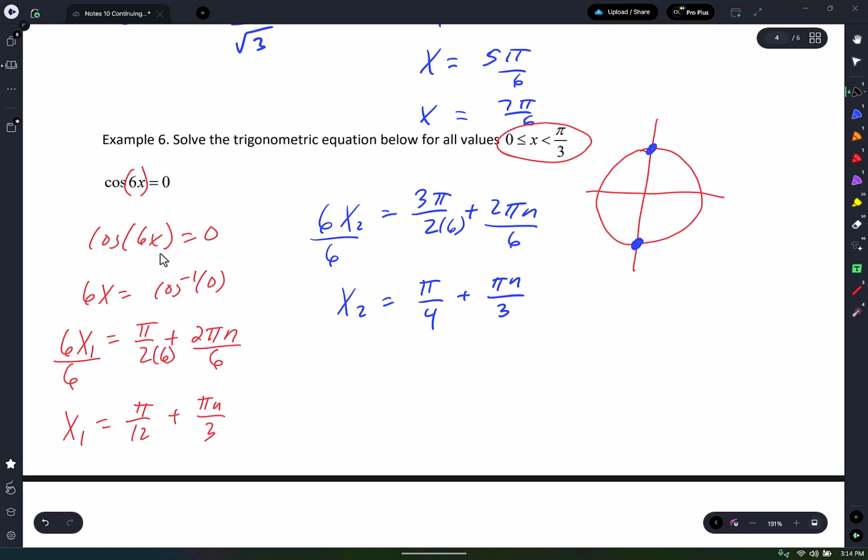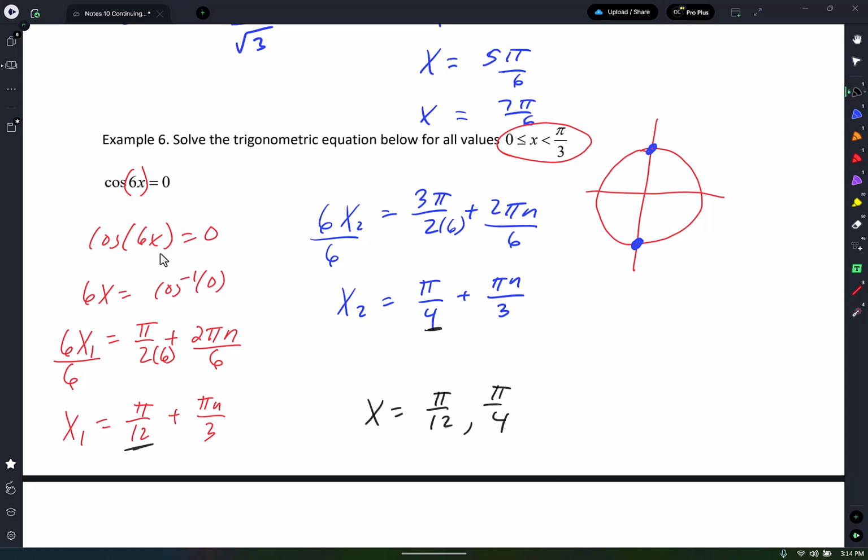All right, let's get our solutions. x equals, I'm looking between 0 and pi over 3, so I'm going to look first at these two. Is pi over 12 between 0 and pi over 3? It is. Pi over 12, or 1/12 of pi, is smaller than 1/3 of pi. What about pi over 4, or 1/4 of pi? Is 1/4 of pi smaller than 1/3 of pi? Yeah, it is. So there it is, pi over 4.